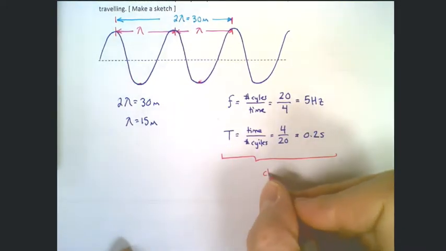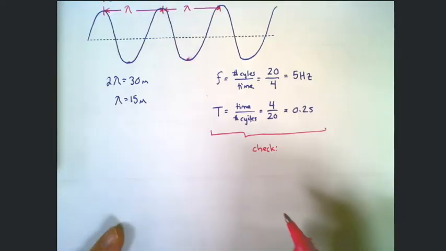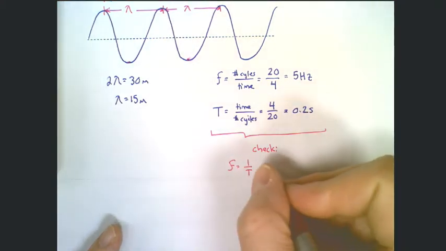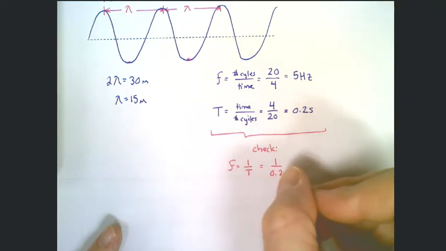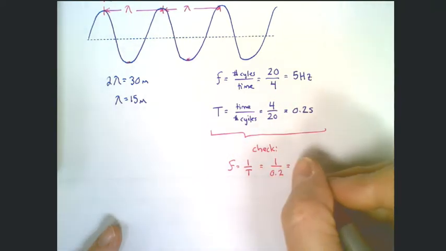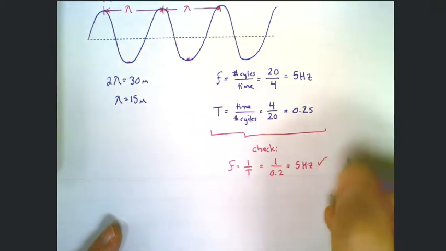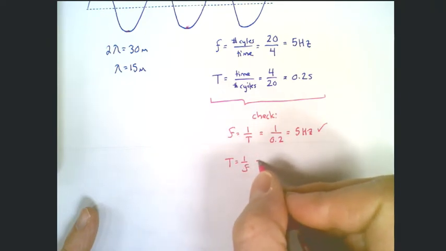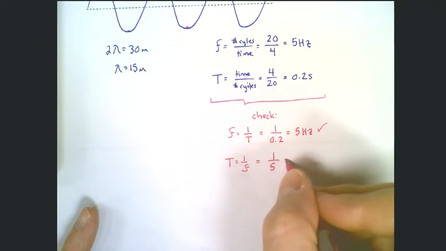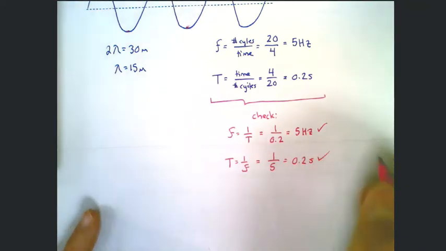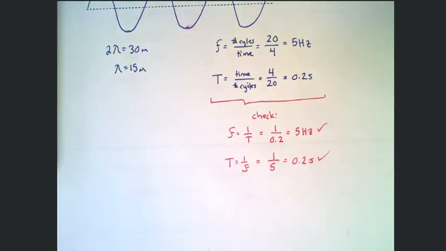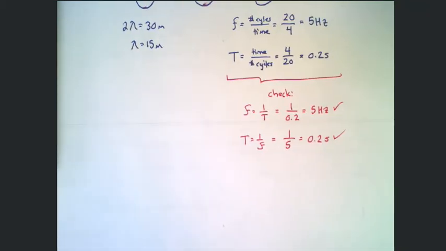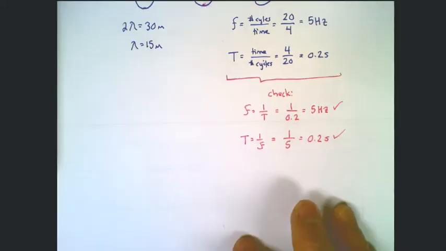So if you want to do a little check, just since this is for your notes, frequency is 1 over the period. And since we calculated the period to be 0.2, 1 divided by 0.2 is 5 hertz. That worked. Well, if I have the period and it's 1 over the frequency, 1 over 5 is 0.2 seconds. So it checks out. If you were given one, you could easily calculate the other one by doing the reciprocal or taking the inverse. All right, well, let's find the speed of the waves different ways.